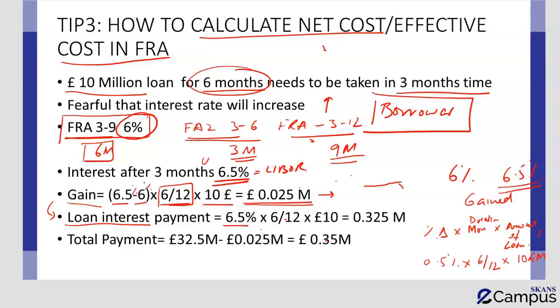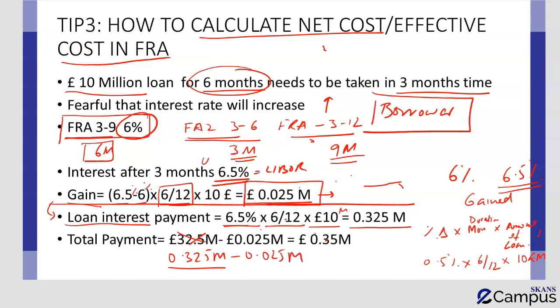The contract that I had just been finished off when the lender gave me this gain. So I took a loan, so 6.5% into 6 by 12 into 10 million, and I will get a value of 0.325 million pounds. So 0.325 million is the payment I'll have to make in 6 months time on the interest rate, minus I'm getting a gain, so I will be deducting this gain of 0.025 million, and as a result, sorry about this typo mistake, I will get a value of 0.30 million. So in essence, because of entering this contract, the interest payment that I have to make is 0.3 million pounds.